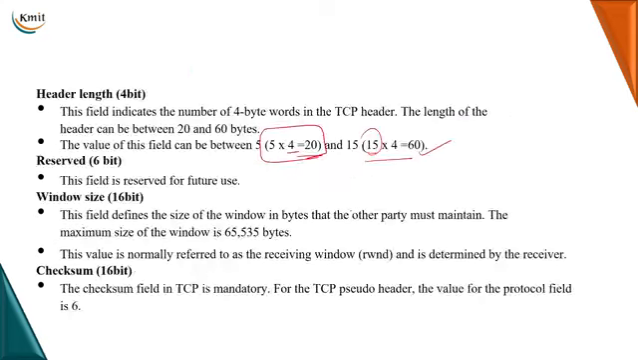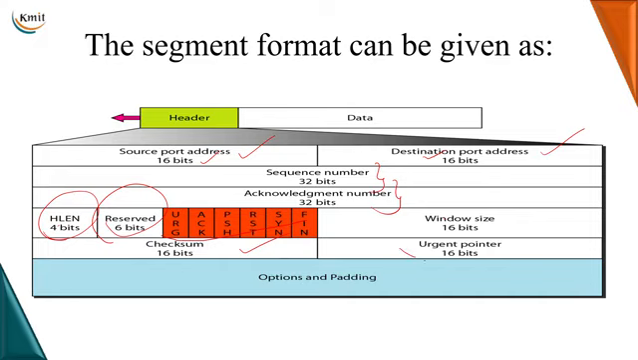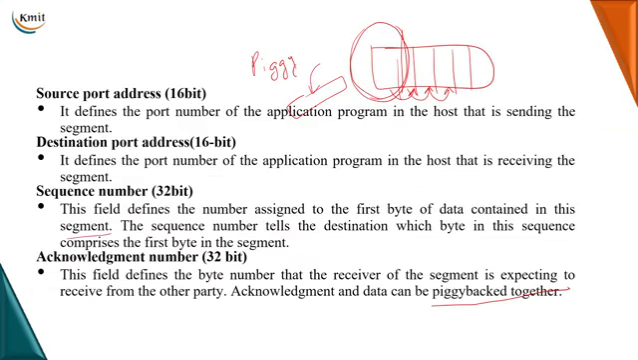Then comes the urgent pointer. Now this is interesting. The urgent pointer is a number used when the urgent flag is set to 1. When this flag is set to 1, it means that the segment consists of some urgent data, meaning sensitive data which has to be delivered fast. So how do I reach that urgent data? If this urgent pointer number is added to the sequence number, we reach the end of the urgent byte.